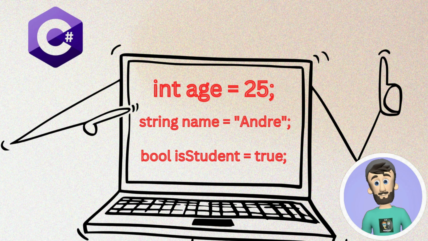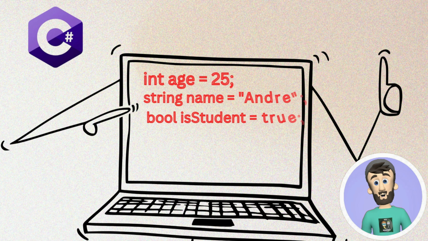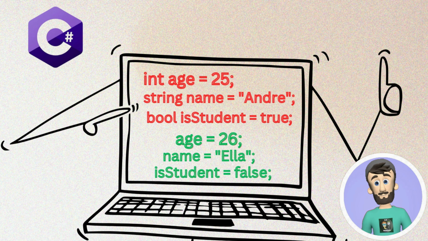int stores whole numbers. string stores text. bool stores either true or false. You can change the value of a variable anytime. age = 26. name = "Ella". isStudent = false. Variables are fundamental, every program you build will use them in some form.